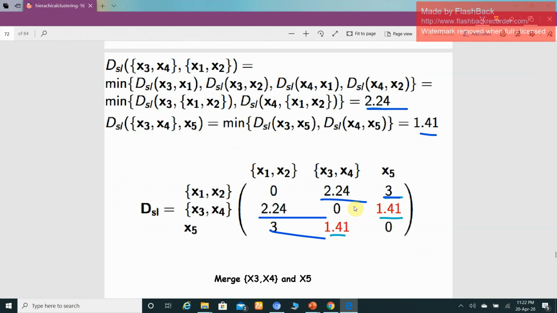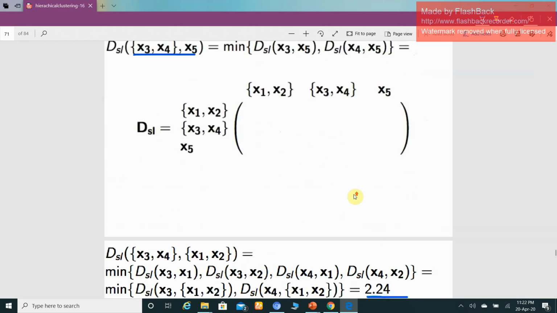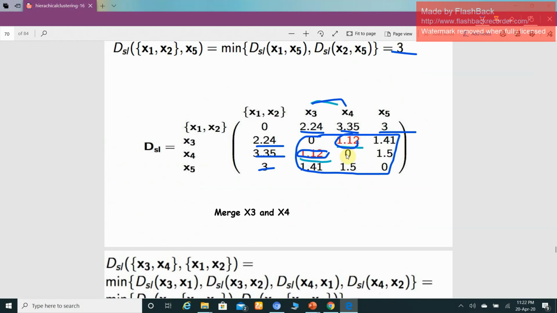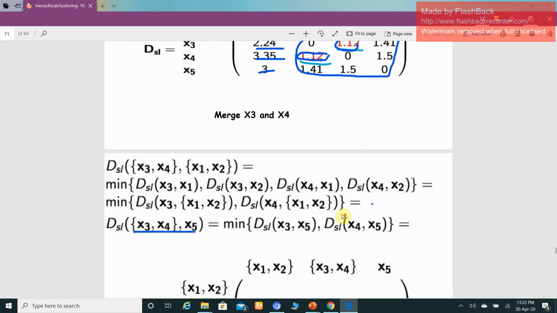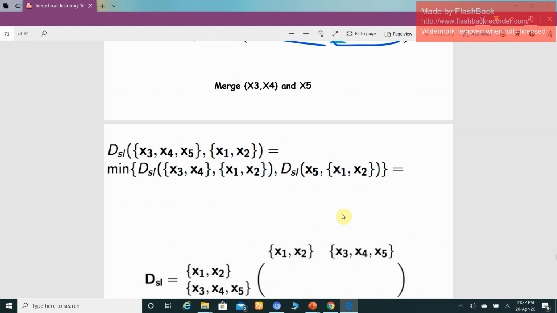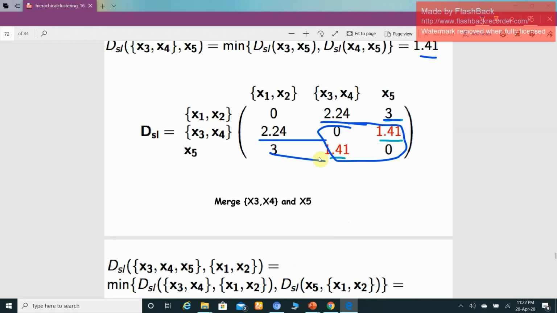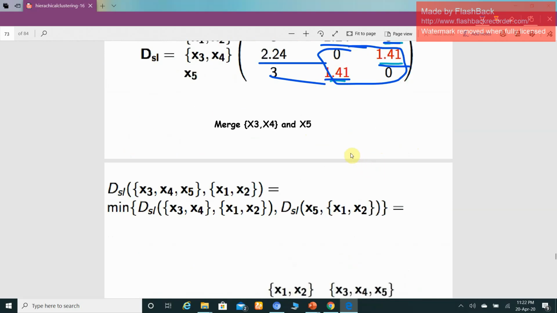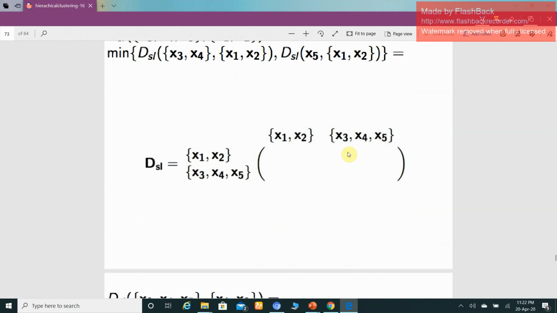The remaining values are copied from the previous matrix. After filling those things, now what is the minimum distance? The value 1.41 is the minimum distance. Where it is x3, x4, now we have to merge x3, x4 with x5. Merge x3, x4 and x5. After merging, the matrix looks like this.